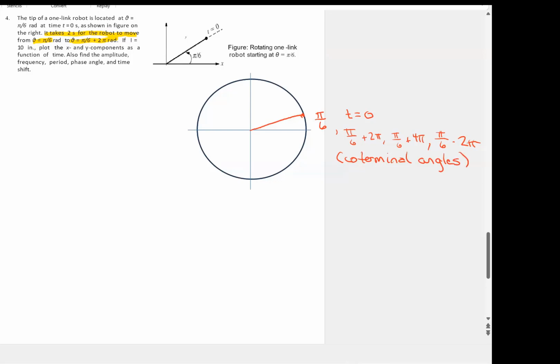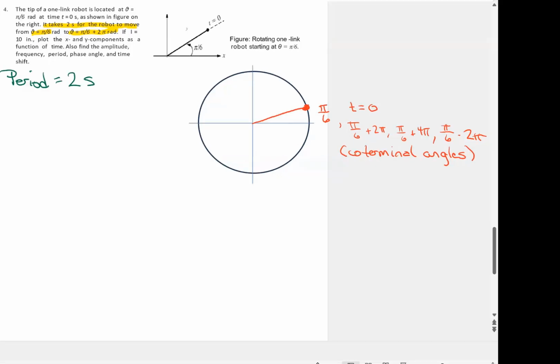And if it takes me 2 seconds to go from that point all the way back to the same exact point, that's the same as a cycle. And one cycle is the same as what we call a period. I also know that my phase angle, since it's placed pi over 6 right here, would normally be at 0, but it's displaced. So that becomes my phi equals pi over 6.